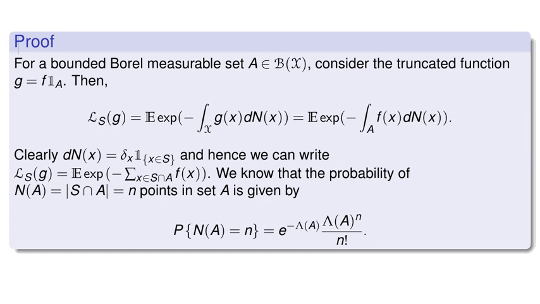We know that the probability of N of A, which is the cardinality of S intersect A, being equal to n points in the set A, is given by the Poisson probability. The probability that N of A equals n is e to the power minus lambda of A times lambda of A to the n divided by n factorial.